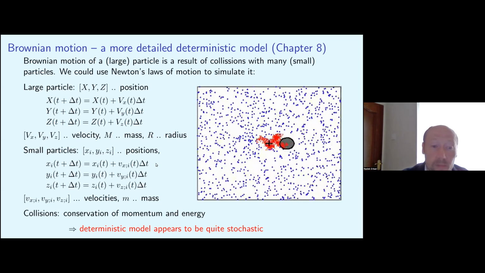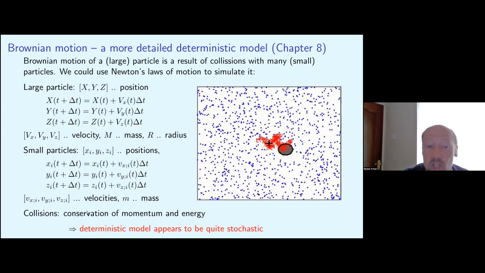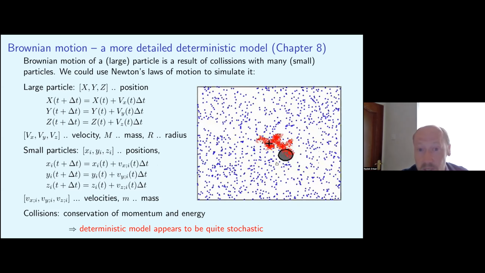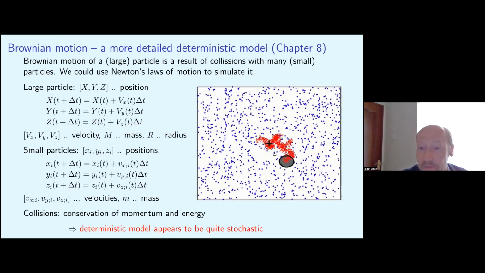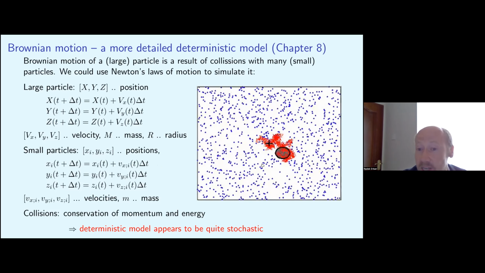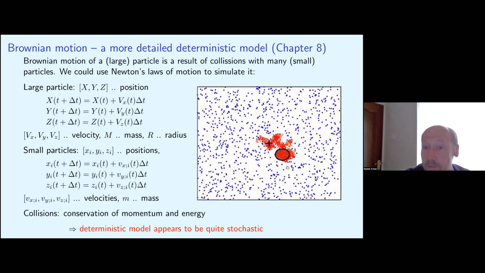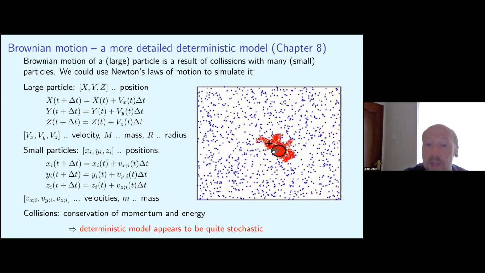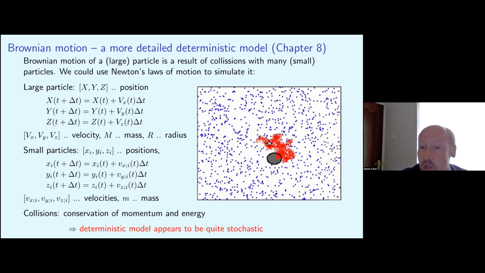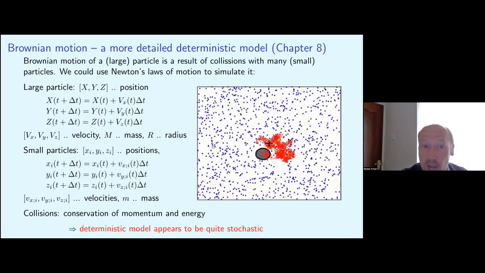The take-home message here is that this is always a deterministic model. After I provide the initial condition, everything is purely deterministic. Everything just goes straight, and they collide. Collisions are determined using conservation of momentum and energy. It can appear quite stochastic, and can also possibly describe some stochastic process.